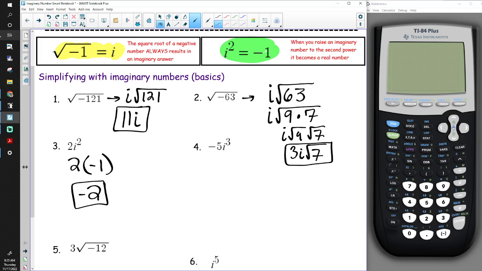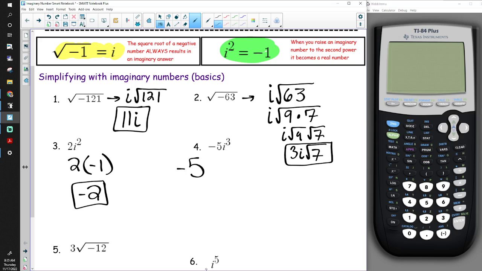Okay, number 4. I have a good trick for how to do this one. We know i to the power of 2 is -1, but we don't know what i to the power of 3 is. So we're going to rewrite number 4 a different way to help us out. Okay, so I'm going to rewrite my -5. That's not going anywhere.